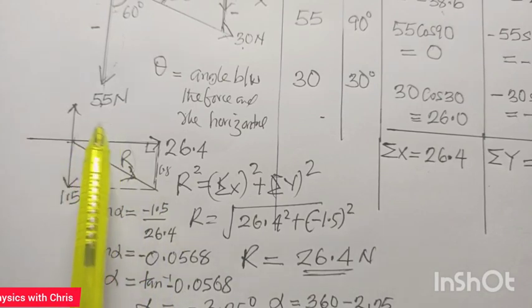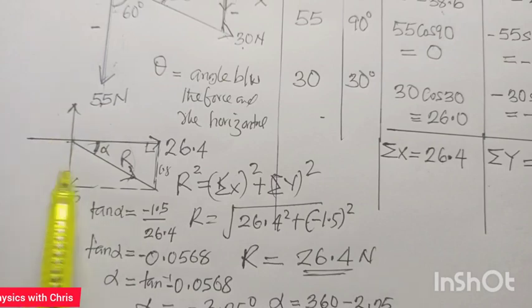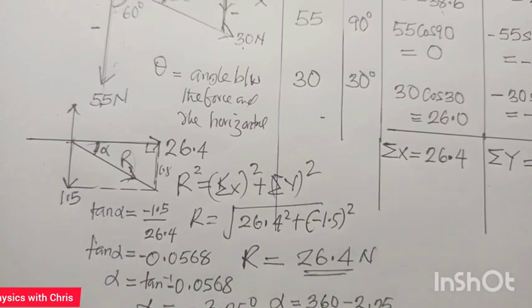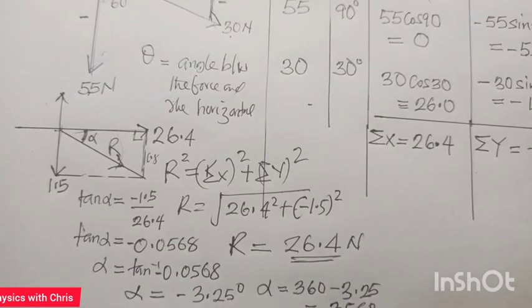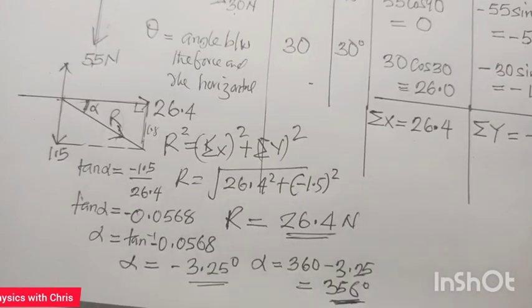Of course, you agree with me that the resultant line is in the fourth quadrant. This is the first quadrant, second quadrant, third quadrant, fourth quadrant. That's the reason why the direction is negative, and the positive angle is by subtracting that from 360. That gives you 356.